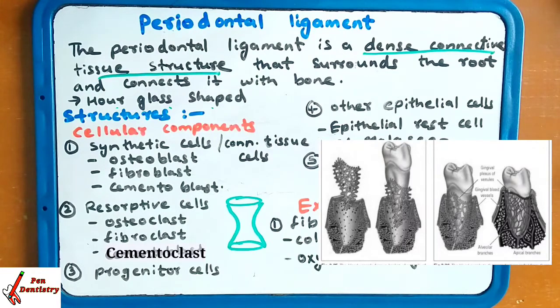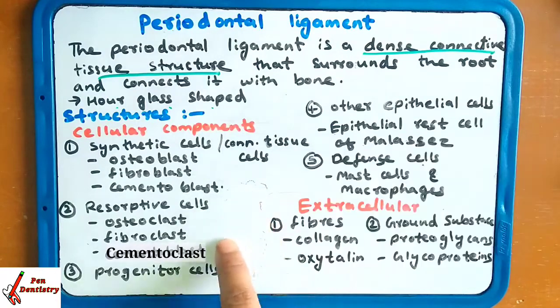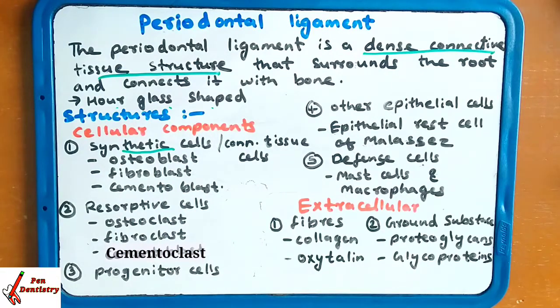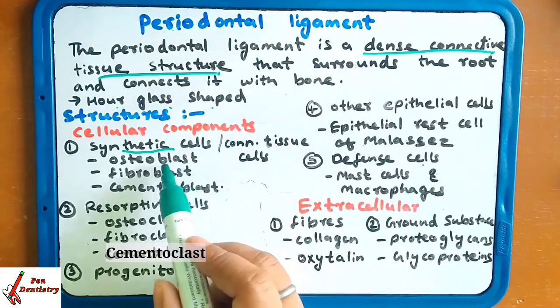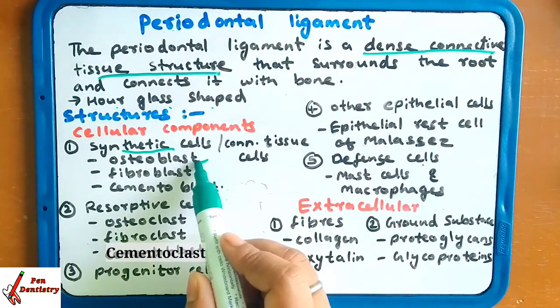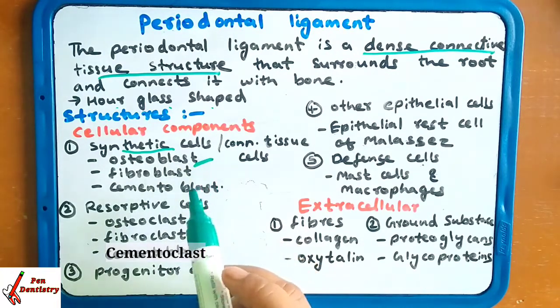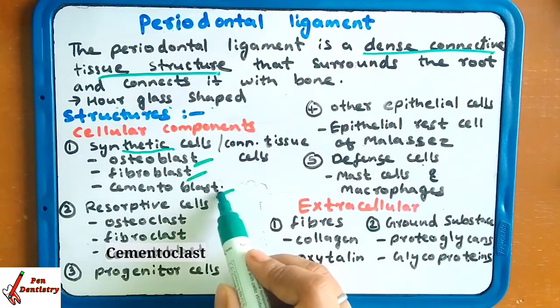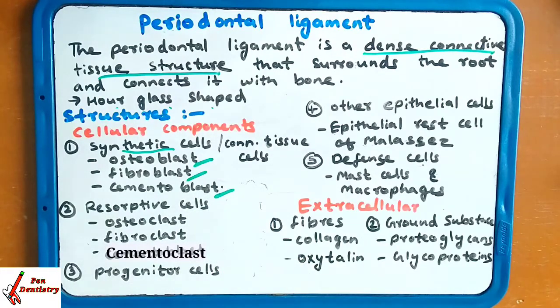What are the structures present in the periodontal ligament? The structures present are cellular components and extracellular components. In cellular components, the first one is synthetic cells. Synthetic means making cells, where synthesis is going to take place. Osteoblast is going to synthesize the bone. Fibroblast is going to synthesize the fibers. Cementoblast is going to synthesize the cementum.